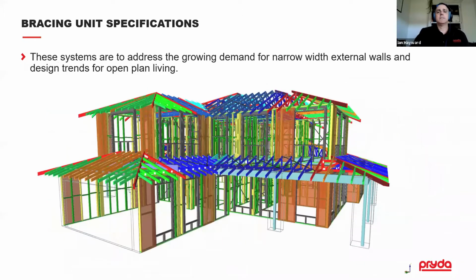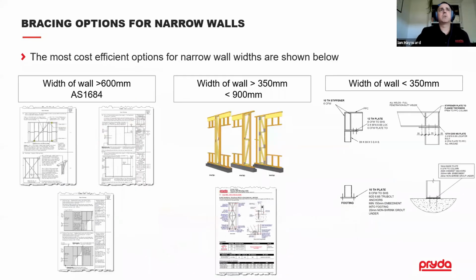What's brought about these types of units is the growing demand for narrow width walls. Everyone wants open plan living, and that's the current design trend. You can see in this particular building here, the closest bracing walls are back here on this end part of the building. There's very narrow wall widths available. These types of systems have been targeted at solving those types of building problems.